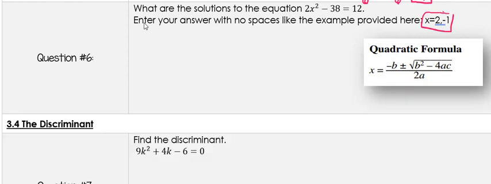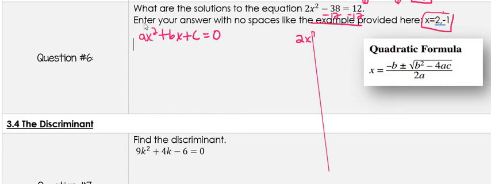Now here, remember whenever we're using the quadratic formula and we are trying to solve the equation to find our solutions, we have to be in standard form. That's our ax squared plus bx plus c equals 0. Notice here I'm not set equal to 0, so I'm going to have to move this 12 to the other side to start. And since it's a positive 12 on this side, I'm going to do the opposite, so I'm going to subtract 12 from both sides. So when I do that, I'm going to get 2x squared minus 50 equals 0.